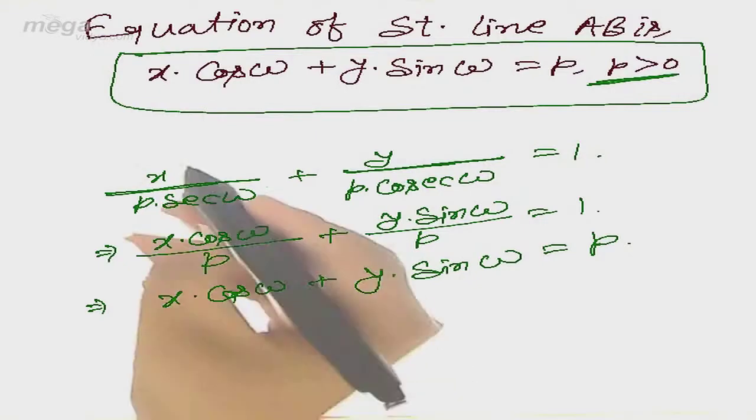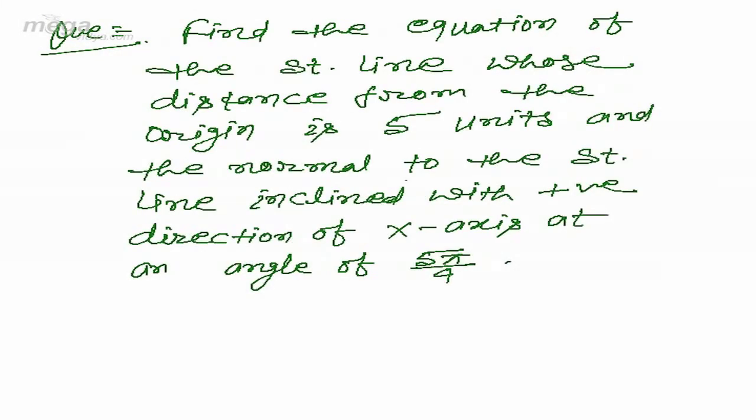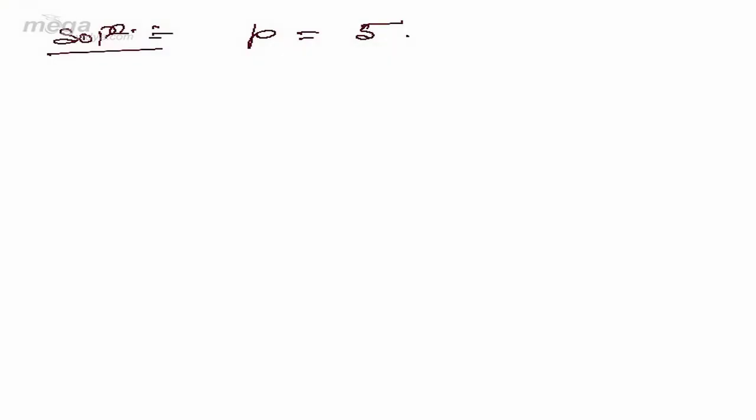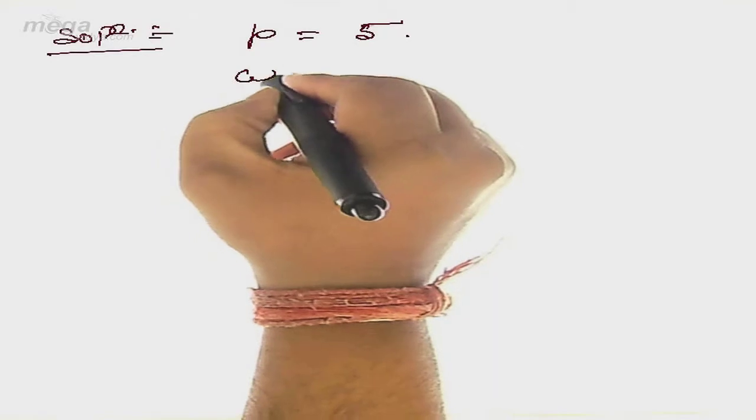Based on this formula, you can see this question. Find the equation of the straight line whose distance from the origin is 5 units. It means it is a perpendicular distance. And the normal to the straight line is inclined with the positive direction of the x-axis at an angle of 5 pi by 4.